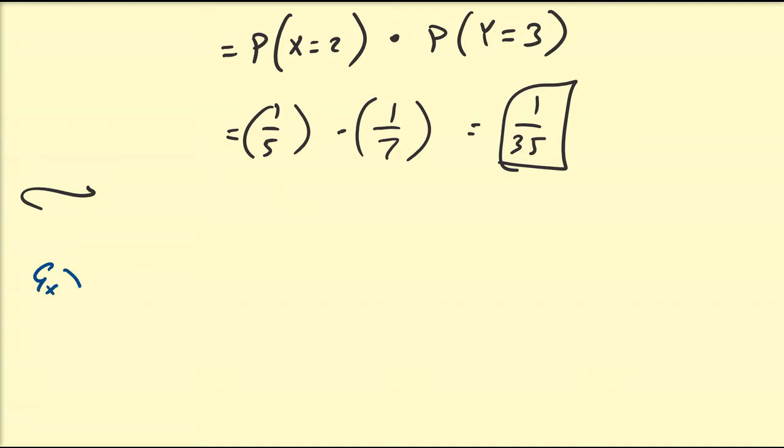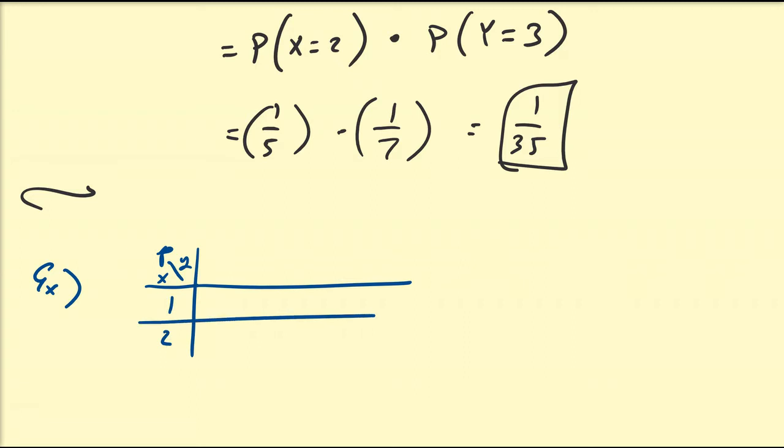So another example, let's assume we define a probability mass function p on two sets X and Y. So let us assume X has the values 1 and 2, and let's assume Y has the values 1, 2, and 3.